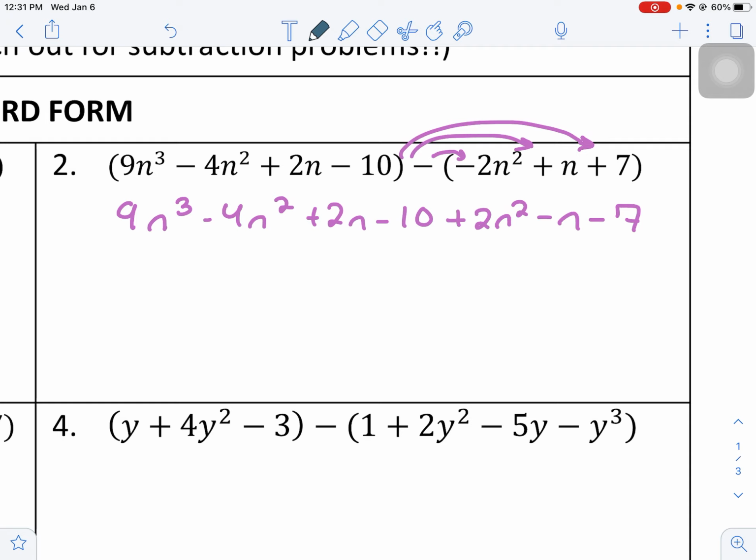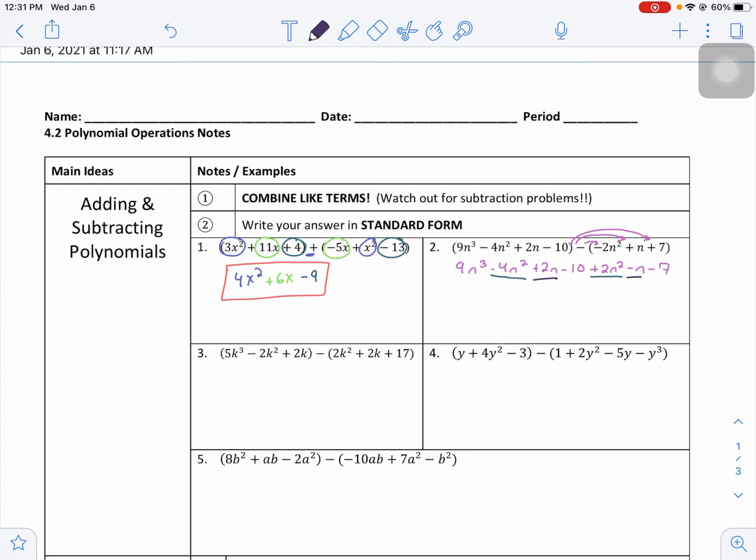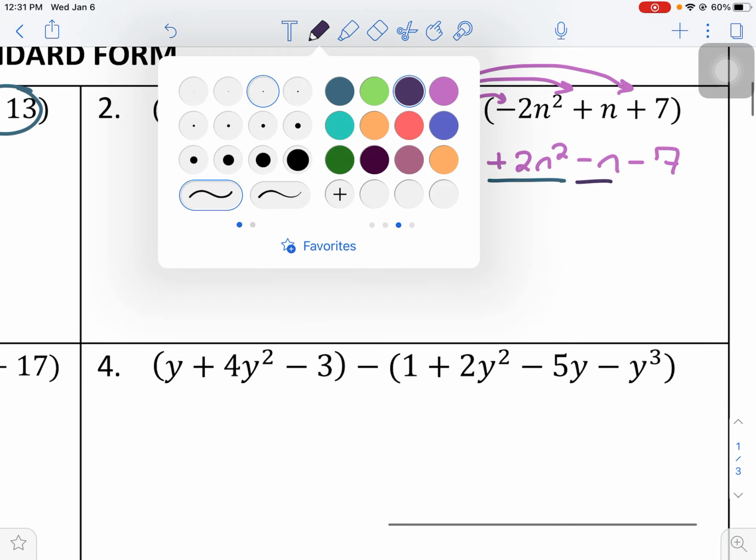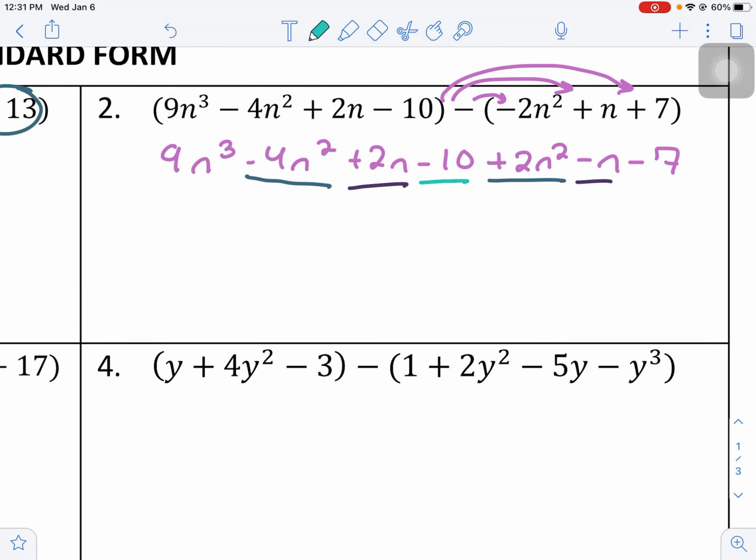Again, we go through and decide to combine all of the terms that are the same. So negative 4n squared can get combined with positive 2n squared. We have a positive 2n that can get combined with negative n right there. And then we have a negative 10, which can get combined with negative 7.